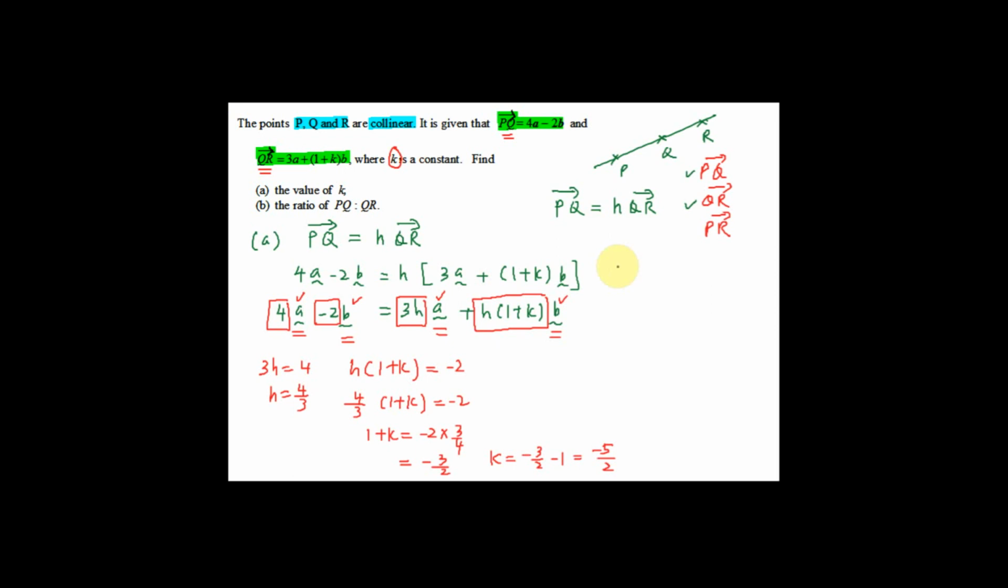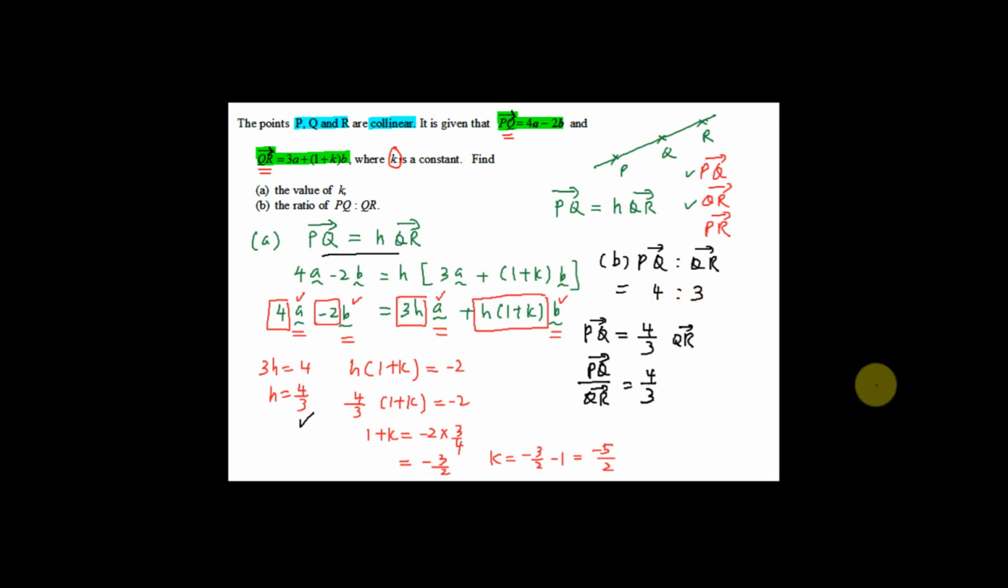Now for part B, you have to find the ratio of PQ to QR. You already have this relationship, that is PQ equals HQR, where H equals 4 over 3, right? This is 4 over 3 QR. So if you put your PQ, put your vector like that, divided by QR, this equals 4 over 3. Therefore, PQ ratio QR equals 4 ratio 3.